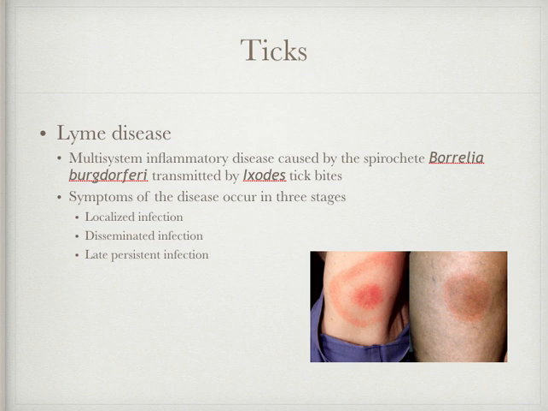Sometimes they will send the tick out to get checked, if they still have the tick, essentially. But they can have a localized infection like cellulitis. They can have a disseminated infection where they get really sick, with a systemic response. And unfortunately, there is a late persistent infection that can develop too.